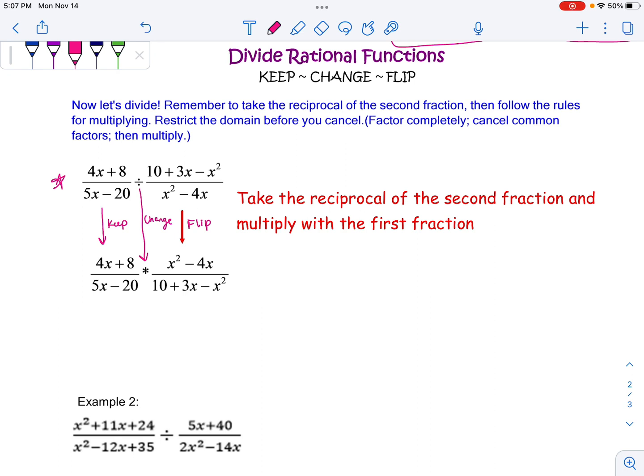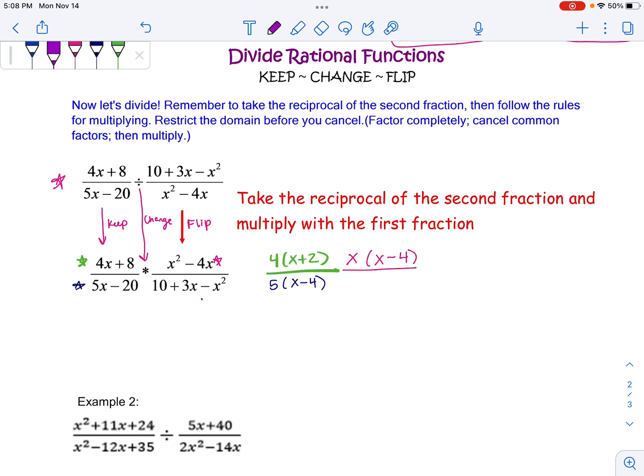So remember, to multiply these, the first thing that we want to do is factor every numerator and denominator. So 4x plus 8, that GCF is 4, so I'm left with x plus 2. The 5x minus 20, GCF is 5, and I'm left with x minus 4. X squared minus 4x, that one has a GCF of x, so I'm going to factor that out, and I get x minus 4.